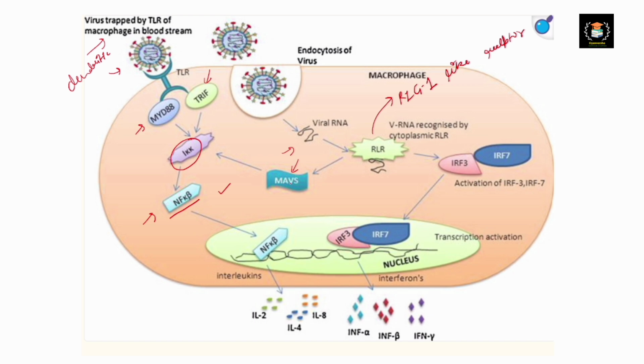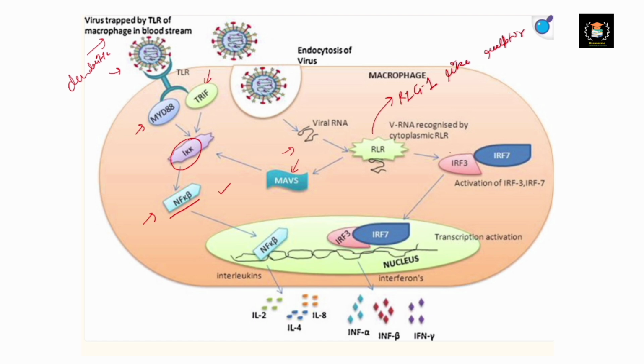MAVS is the mitochondrial antiviral signaling protein. So MAVS is a signaling protein. MAVS will activate IKK, which in turn activates NF kappa B.